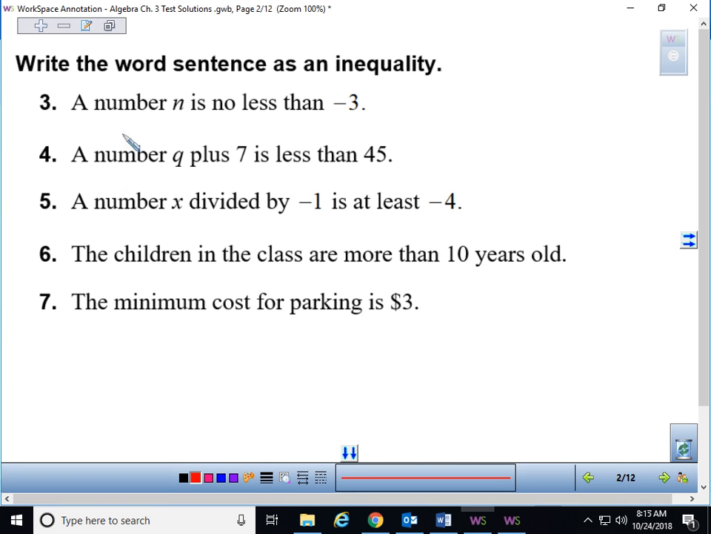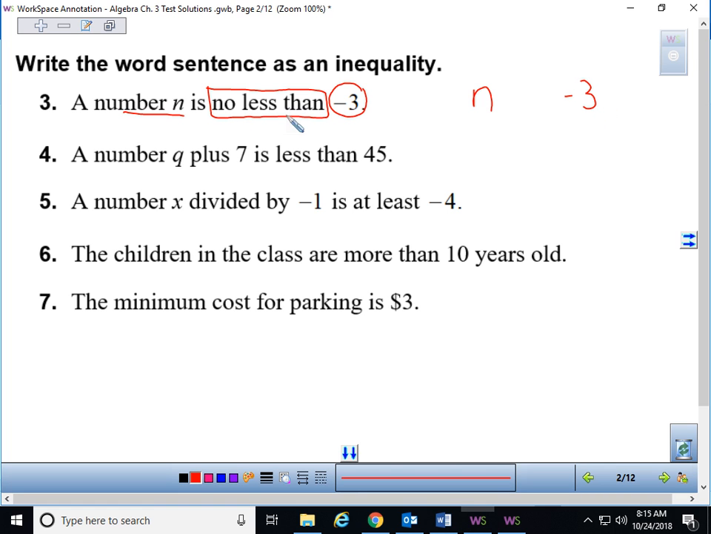Questions 3 through 7 say, write the word sentence for an inequality. You're not solving anything. You guys should have known or written down your keywords for the inequality symbols, and if you didn't, then these questions might have challenged you. Well, let's just start with number 3. A number n, okay, so that's my variable, I like it on the left, so I'm going to start there. A number n is no less than, that's an inequality symbol. It's no less than what? It's no less than -3. So I know -3 is going to be here on the right, no less than.